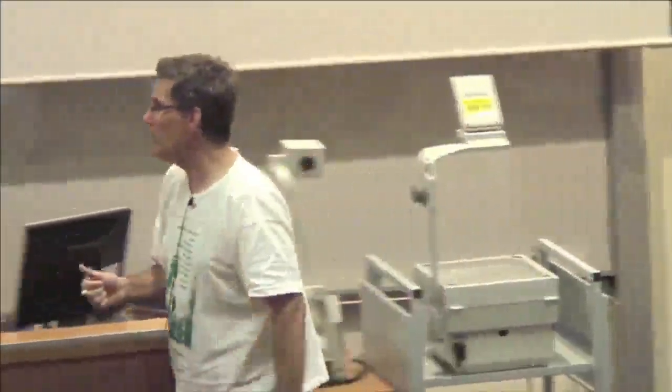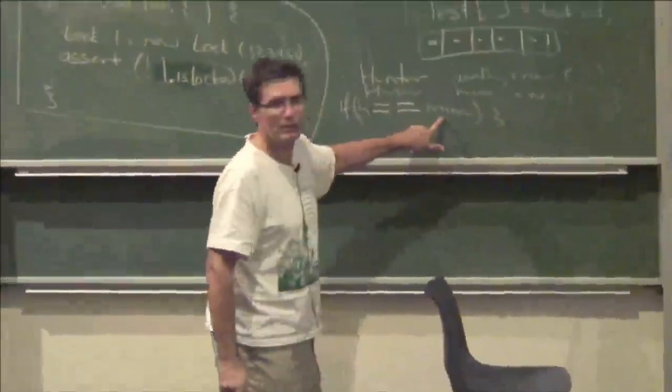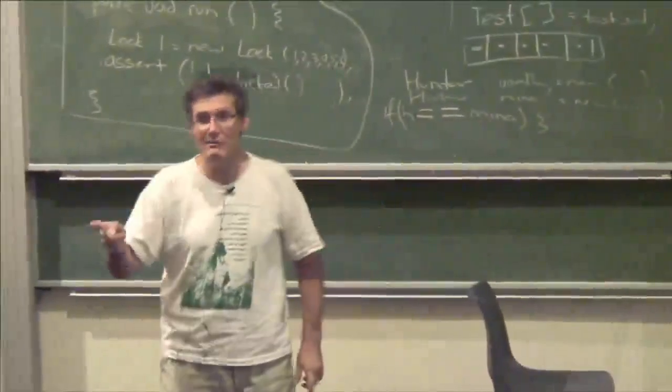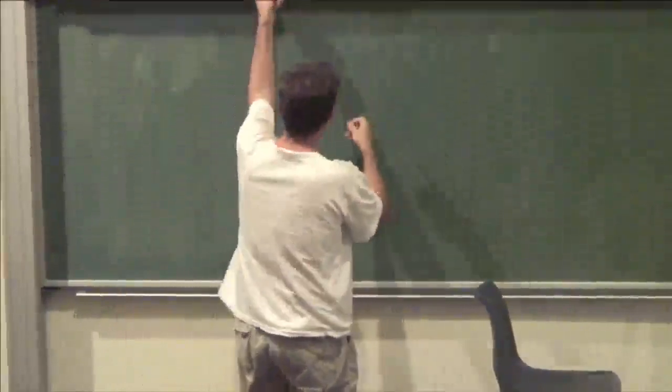Now in C, with your abstract types, when will two abstract types be equal? When will H be the same as Mina? When they point to the same thing. That's a really good answer. Thanks, George.